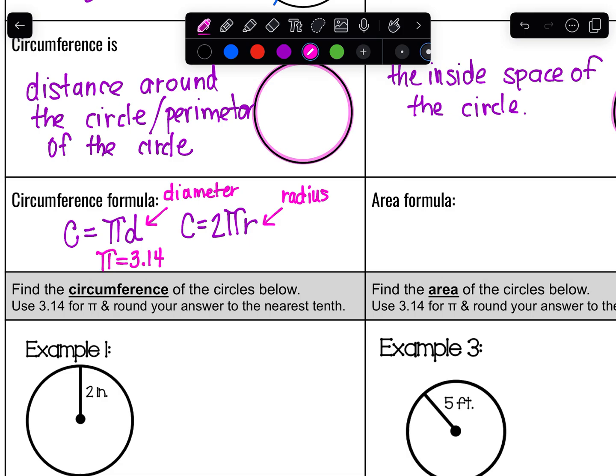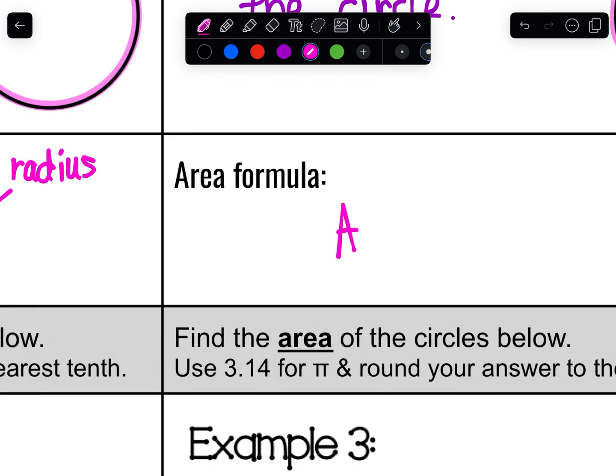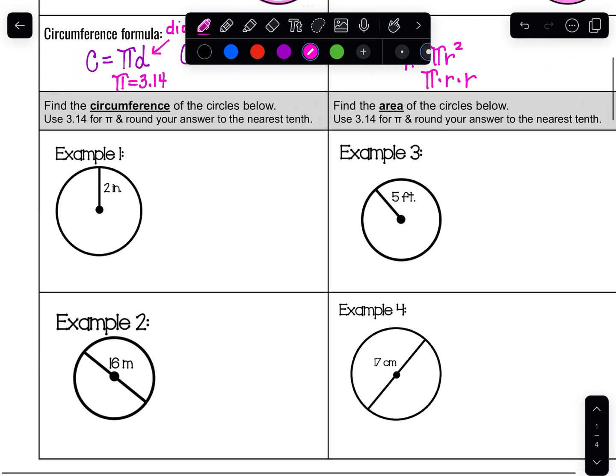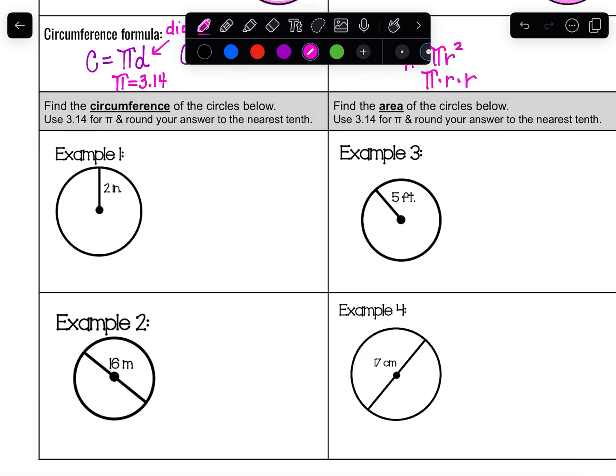And then the third formula that we're going to use, there's only one for area, and that is area equals, or A equals, pi r squared. So essentially pi times radius times radius, but we abbreviate it with that r squared. Okay, so let's take a look at some examples together. These are pretty simple numbers just to show you how to use those three formulas.